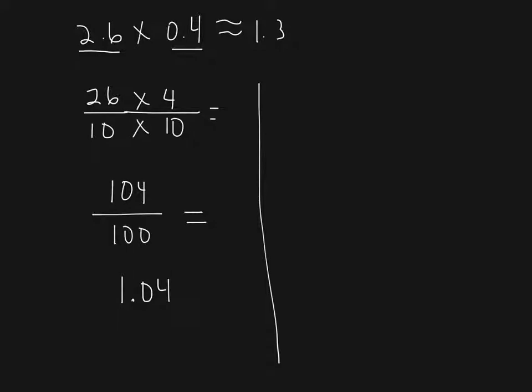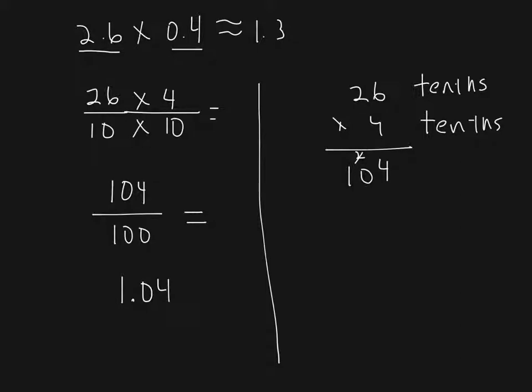So let's go over to the right side of the screen, and we will take a look at 26/10, and we're going to multiply that by 4/10. 4 times 6 is 24, and I'll be carrying the 2 over, and 4 times 2 is 8, plus that 2 will be 10, so I end up with 104.